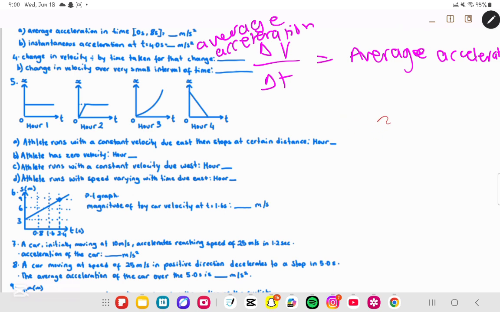So here it's the change in velocity but over a small interval of time. So when the interval of time is really small, then we will say it is the instantaneous velocity.